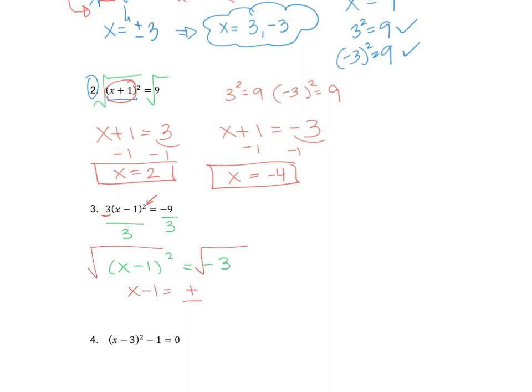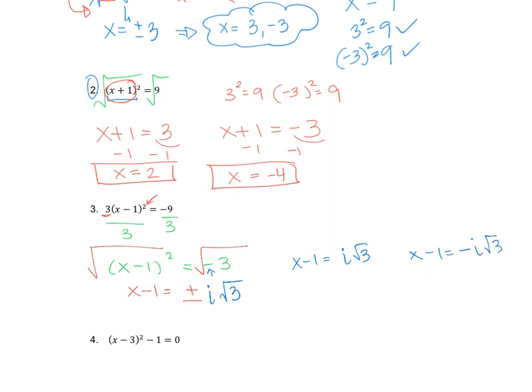Oh wait, this time we have a negative inside the radical. We have a negative inside. We want to pull that out. And we can't take the square root of 3, so we're just going to have to leave that. So we could write this as x minus 1 equals the positive i square root of 3, and x minus 1 equals the negative i square root of 3.